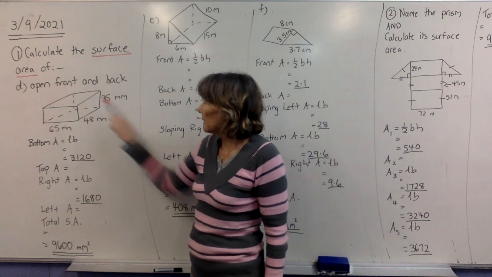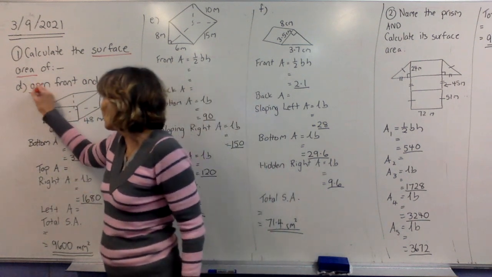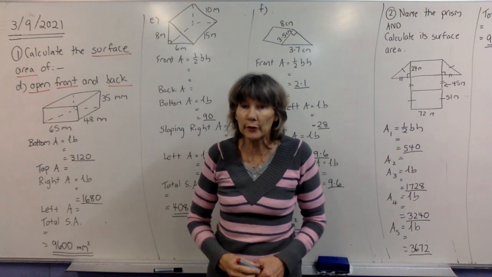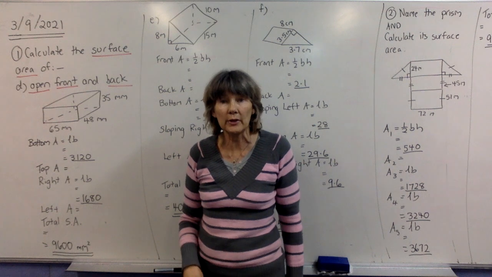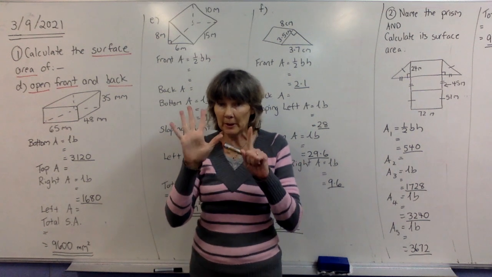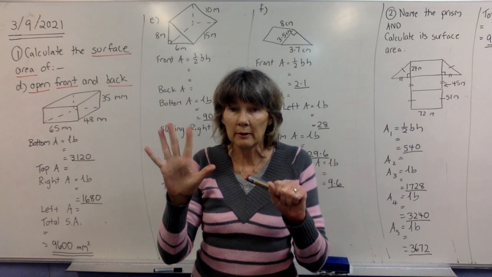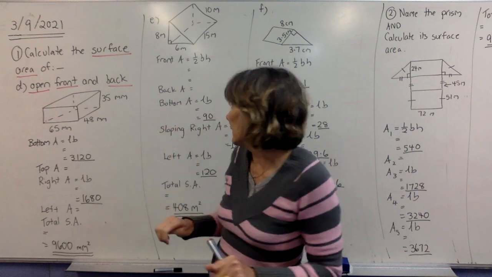This first one here, they're telling you it's open at the front and the back. Make sure you read any words that they're telling you. So we have no front and we have no back. If we start off with a rectangular prism, it's normally got 6 surfaces. If you have no front and back, then you're left with 4. So we've got to add up 4 areas in the end.